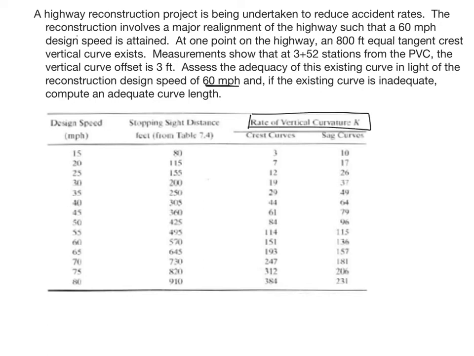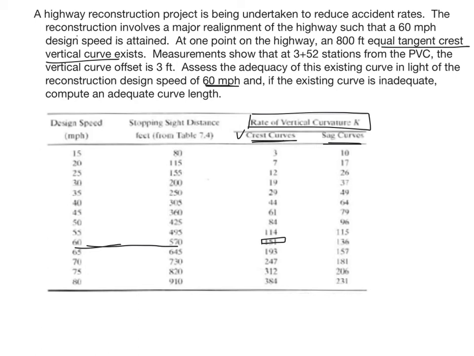Now you are given a table for the crest curves and sag curves. And if you look at this table, the kind of curve we have in this problem is an equal tangent crest vertical curve. So I'm going to be looking at this part of the table and not the sag vertical curve part of the table. And if you go to the 60 miles per hour design speed, the stopping sight distance is 570 feet, and the K value that is required is 151.